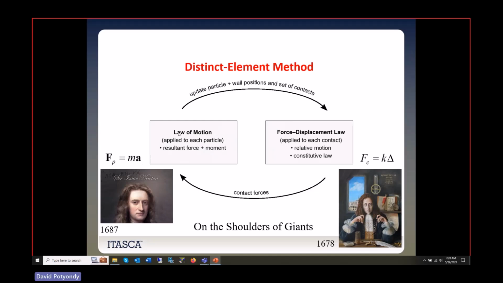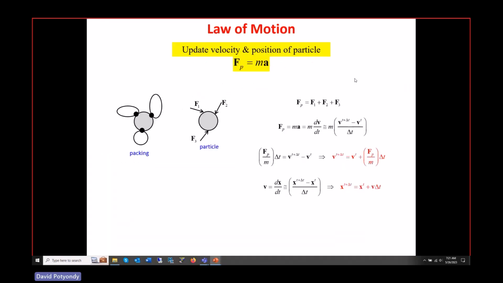So therefore, we can move each particle. And now we've moved each particle. Oh, now we're back to the force displacement law. What's the relative motion that just occurred? Update the forces. What's the resultant force on a particle? Update the particle positions. And we just keep doing this step by step. All right. We're going to unpack this a little more.